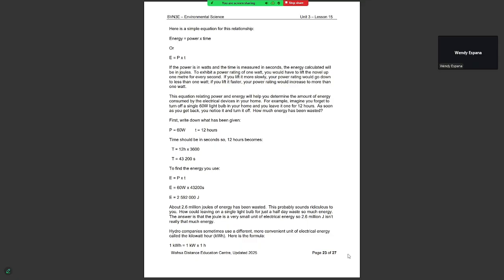So we have to change it so that we have similar units. We can't just plug in 12 hours for time, okay? Because the power is measured in watts, and watts is measured in joules per second. So we have to change 12 hours to seconds. And how do we do that?